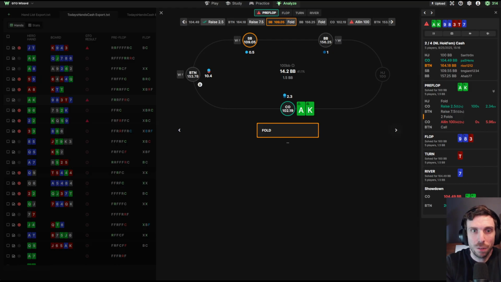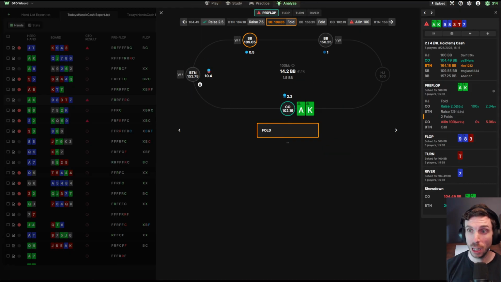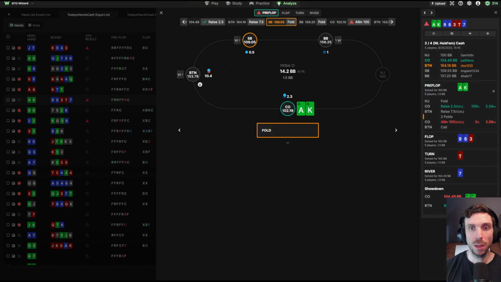I open cutoff, button 3-bets to 10. So this is another example of deviating from the equilibrium. You're not really 3-betting to 10 big blinds very often. This was also a recreational player, and I wasn't really sure what to do against this really big sizing out of position. I do know that you can jam ace king offsuit in a scenario like this.